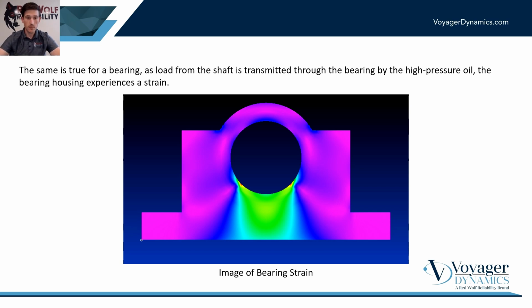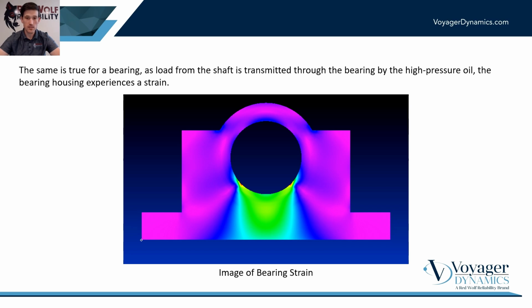Now if we think about what the main purpose of the sensor is, the same is true for a bearing. If you apply a load to a bearing, that load from the shaft is transmitted to the bearing by the high pressure oil, and the bearing housing experiences a correlated strain. As you can see in the image below, this is the strain profile that you may see on a bearing housing under a compressive load at the bottom. You can see that the light green portion is where the high strain exists. And so if we were to measure strain on this bearing housing, we'd want to be in that region where the light green exists.